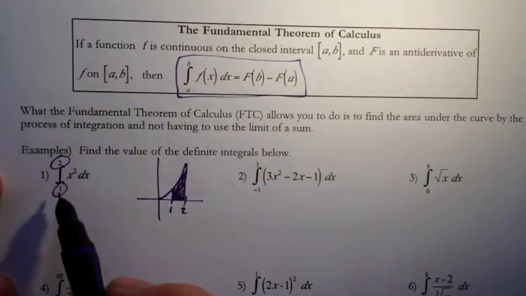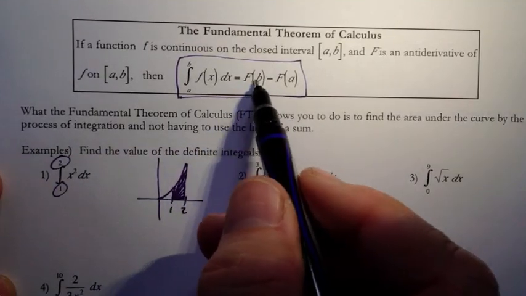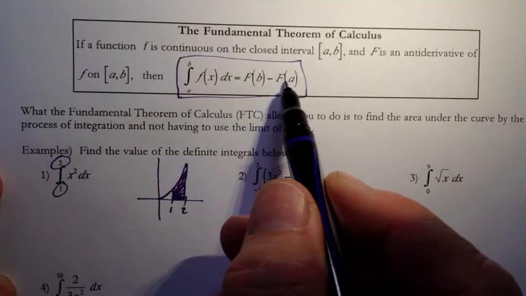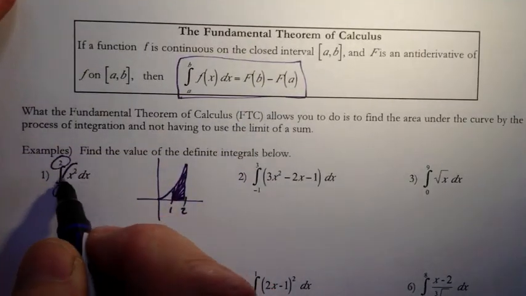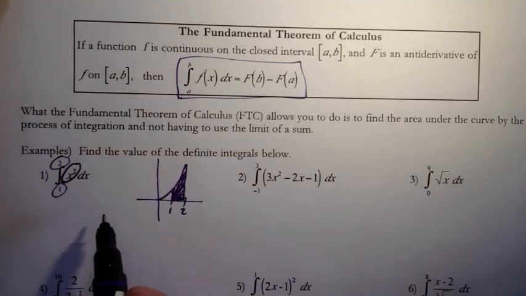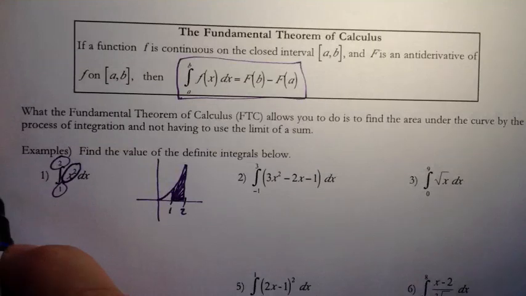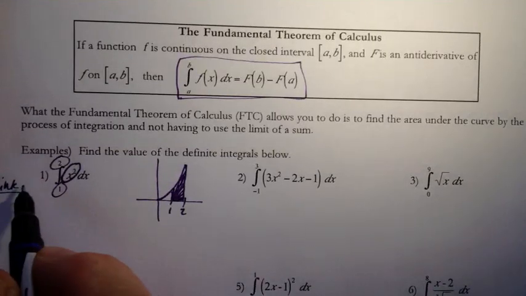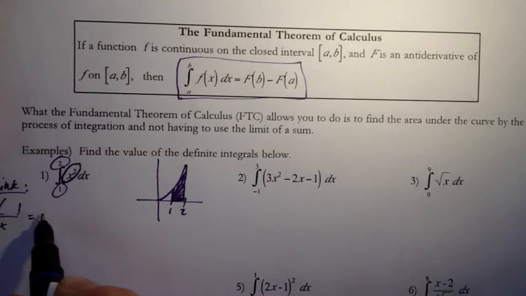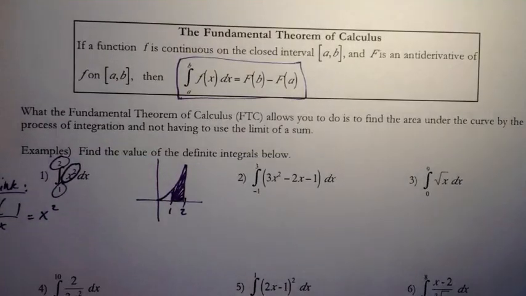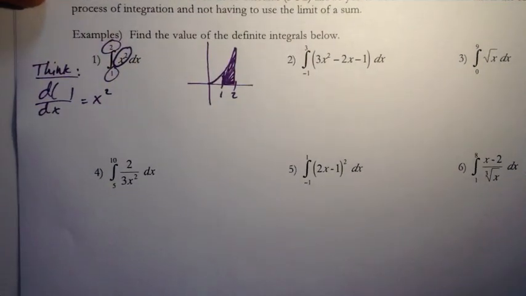and the theorem says that the integral from a to b of f of x dx is the antiderivative at b minus the antiderivative at a. And so our goal here is to figure out what is an antiderivative of x squared. So in other words, we have to think here, the derivative of something is equal to x squared.